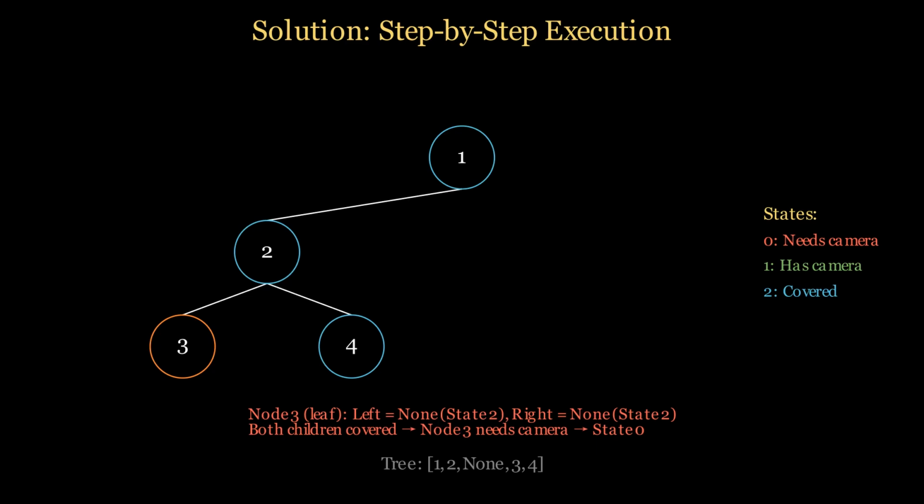At node 3, which is a leaf node. Its left child is none, which returns state 2, covered. Its right child is also none, which returns state 2, covered. Since both children return state 2, this leaf node needs a camera, so it returns state 0, needs camera.